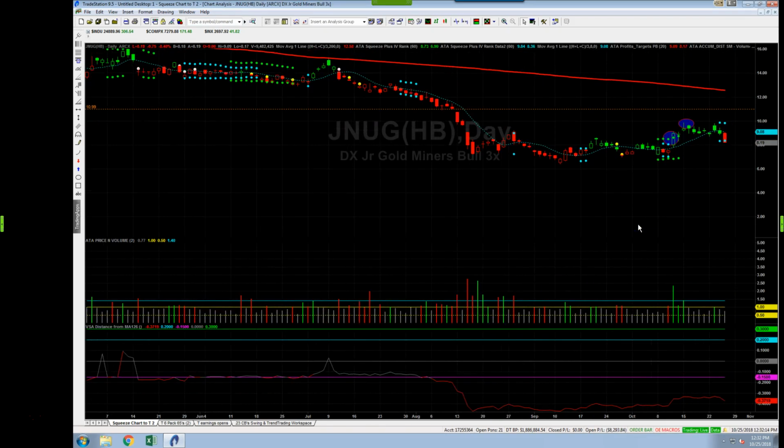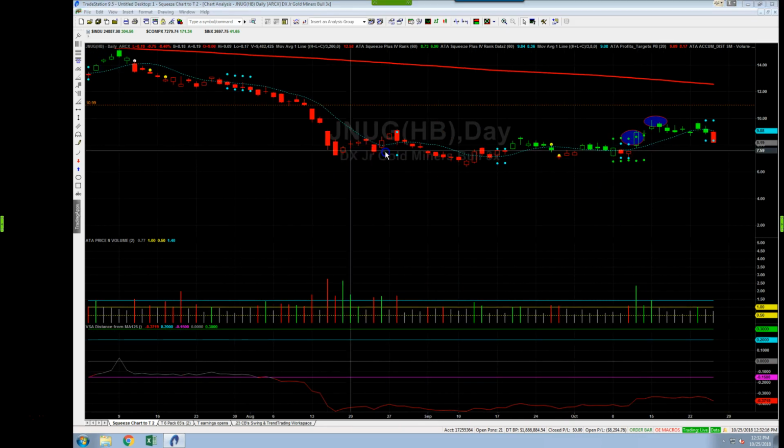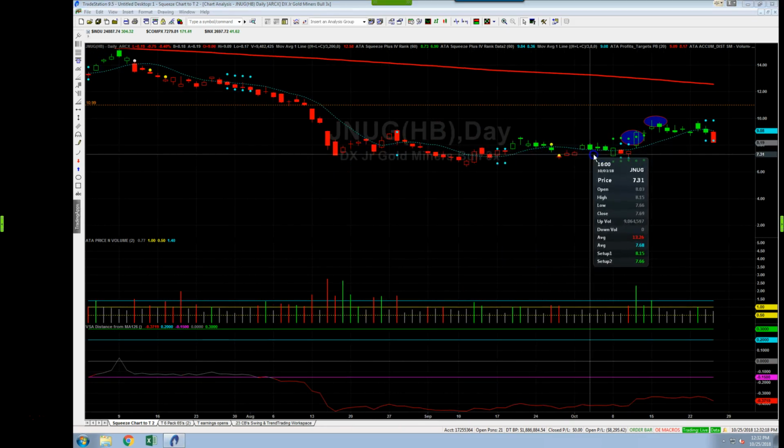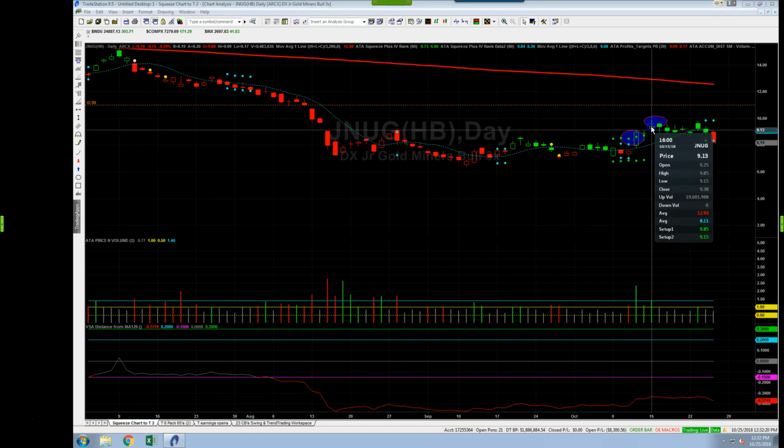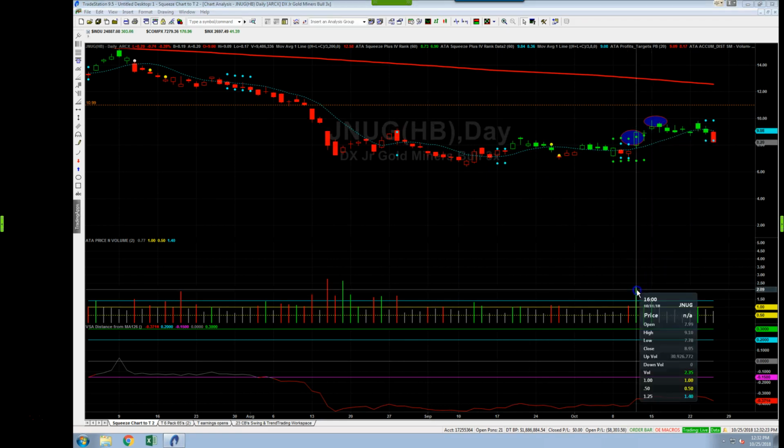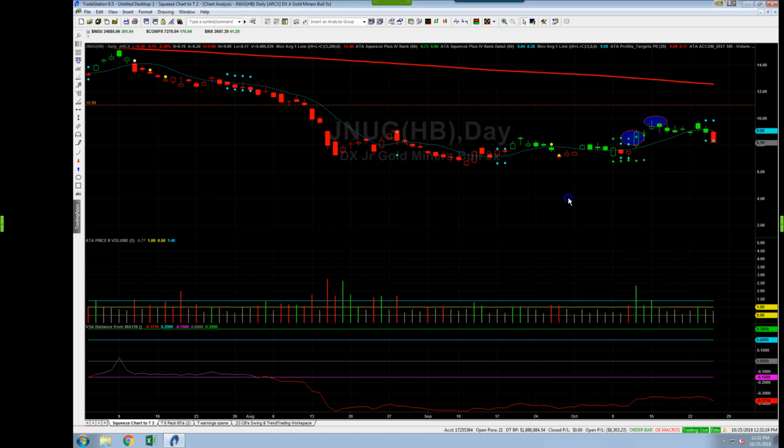JNUG was a good example. JNUG was in a big old squeeze here, going nowhere. When did it finally begin to make a small move to the upside? When the big money came in. This is a trade I took. I identified the squeeze in the gold group. I observed and monitored JNUG in its own squeeze. And then when the money came in, we followed it. So, observant, taking our notes, staying prepared, and then when that money comes, just follow it.